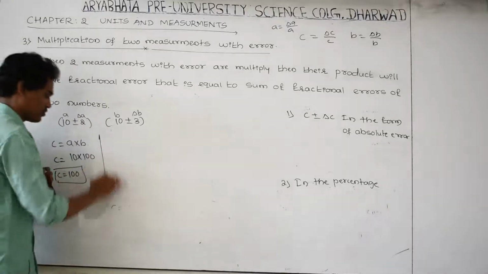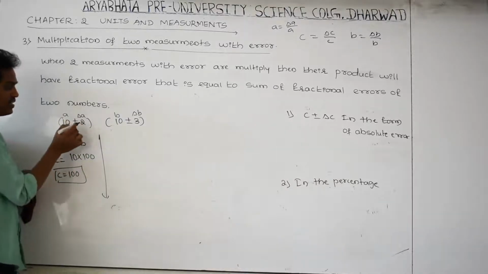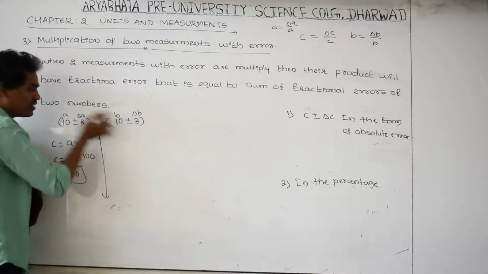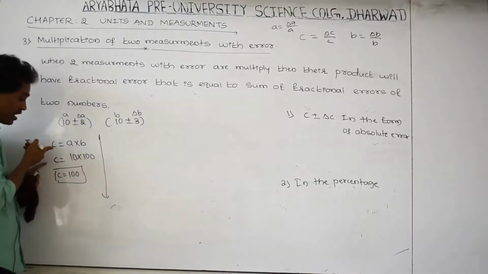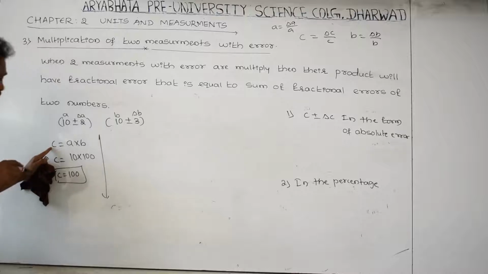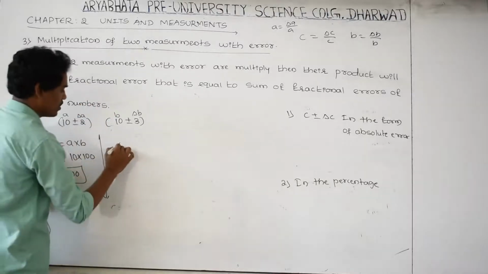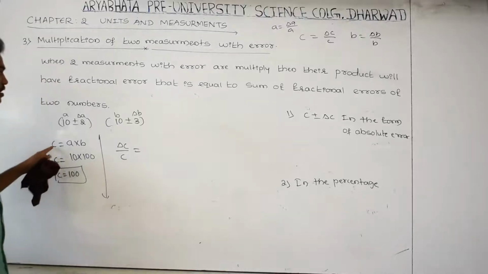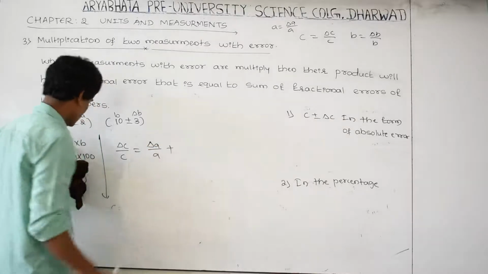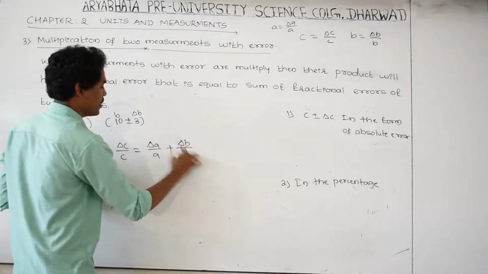This is the C value. If you multiply these two, you are getting C. Delta A is the error present in A. Delta B is the error present in B. After multiplying these two quantities, you are getting C as the product, and C also has an error. What is the error present in C? That is delta C. Therefore, the fractional error of C, delta C by C, is equal to the fractional error of A, delta A divided by A, plus the fractional error in B, delta B divided by B.